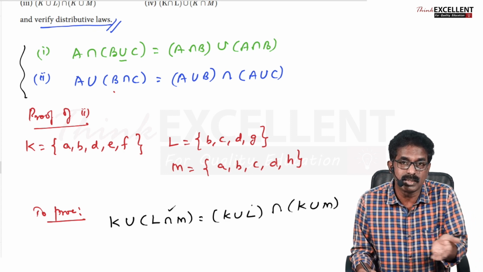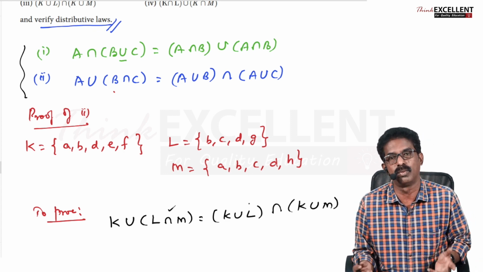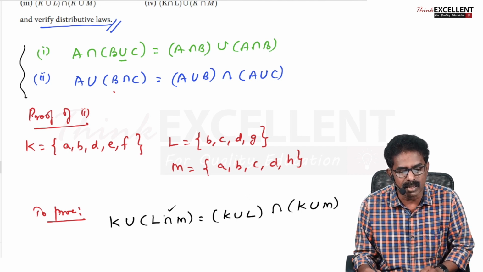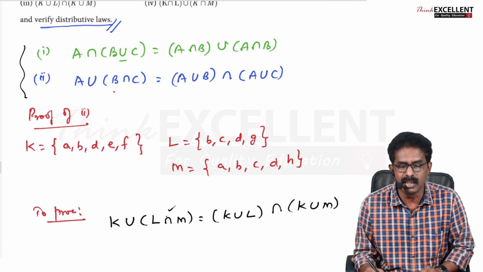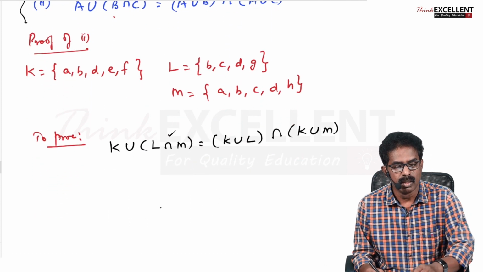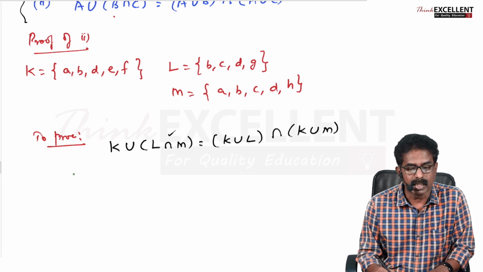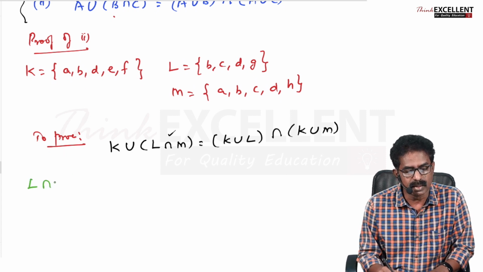Otherwise, once they change, instead of A, B, C, K, L, M, you will be confused. Okay, so K union (L intersection M) is (K union L) intersection (K union M). Now let us do the left side first. For the left side, first you find the term inside the bracket, L intersection M.